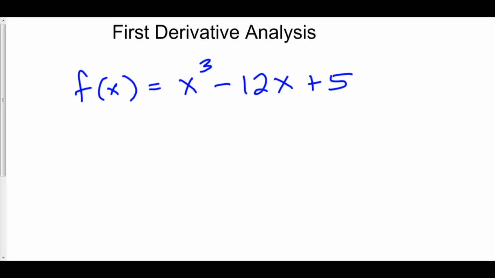We can even find the maximum and minimum value of this function by plugging in negative 2 and positive 2. When we do that, we get f of negative 2 is equal to, let's see here. If you plug in negative 2, we have negative 8 plus 24 is 16 plus 5 is 21. And if we plug in positive 2, we get 2 cubed is 8 minus 24 is negative 16 plus 5 is negative 11.